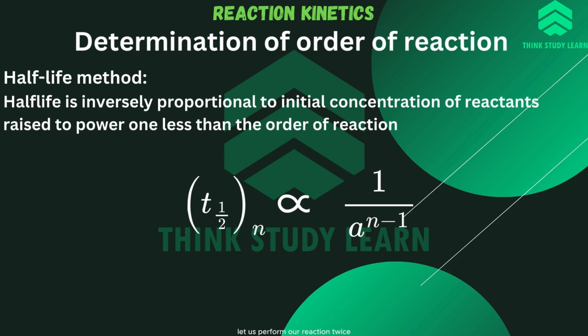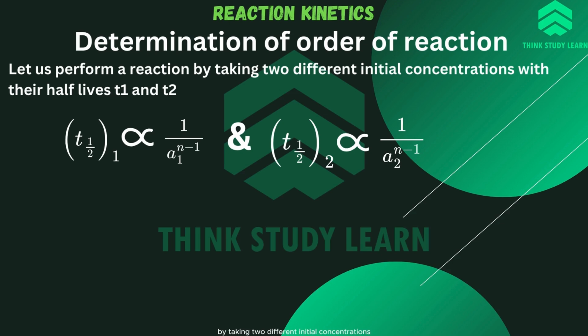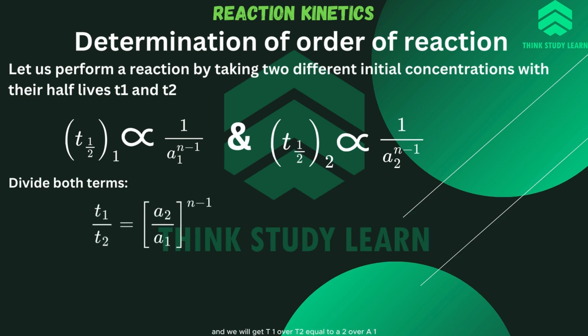Let us perform a reaction twice by taking two different initial concentrations A1 and A2, so their half-life periods are found to be T1 and T2 respectively. Following will be their expressions. We divide these two expressions and we get T1 over T2 equal to A2 over A1, and both will have the powers of n minus 1. So the power becomes the whole power, and the equation becomes T1 by T2 equal to (A2 over A1) to the power n minus 1.